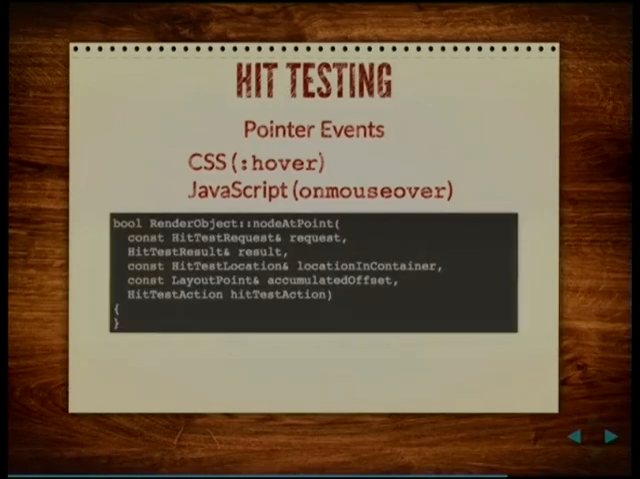And to do this, we also have a function called node@point. So every time you move your mouse, we call this function. And it actually checks if there's any change required just because of moving your mouse.